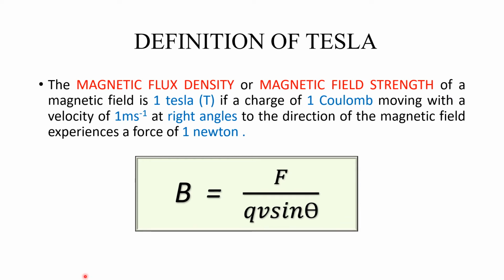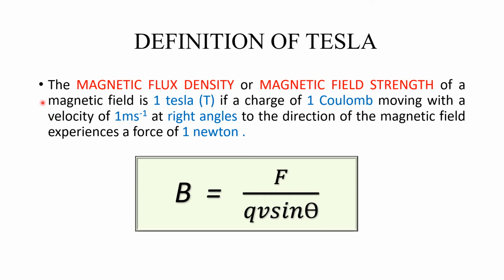Tesla. What is the definition of Tesla? Tesla, symbolized as capital T, is the standard unit of magnetic flux density. A magnetic field of 1 Tesla is quite strong. It is named in honor of Nikola Tesla.